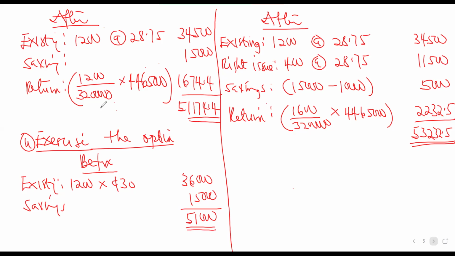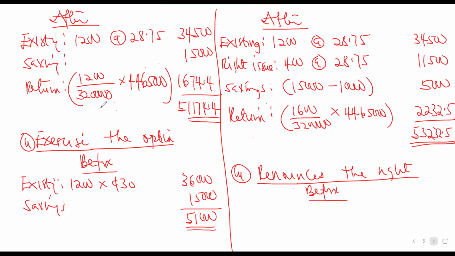Okay, so let's come here. What will happen now over here is that he renounces. Okay, so he renounces the what? The rights. So what will happen is that we have the before. Okay, we have the before. Then what we are going to be having over here is we have the existing, the existing to be 1,000 at 30.